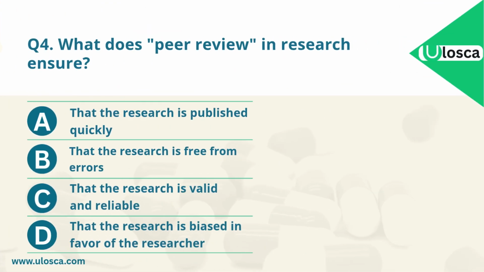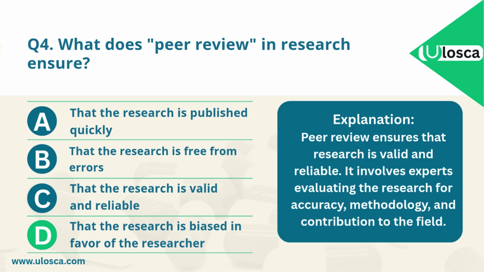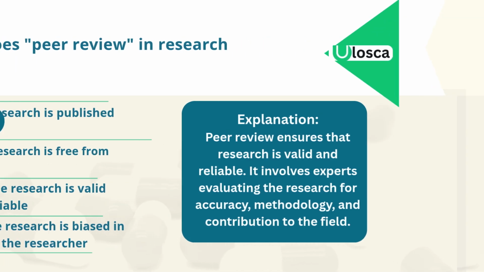The correct answer is D. That the research is biased in favor of the researcher. Explanation. Peer review ensures that research is valid and reliable. It involves experts evaluating the research for accuracy, methodology, and contribution to the field.